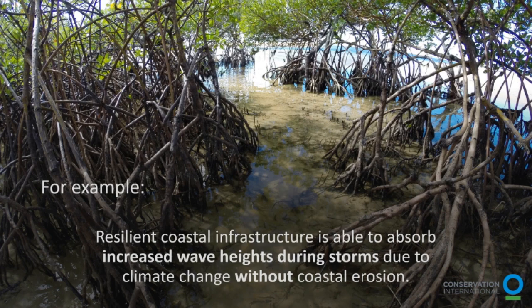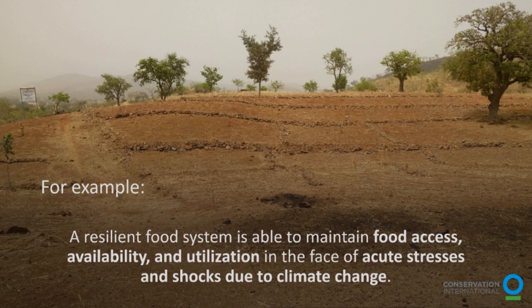Our interest here, of course, though, is not on coastal infrastructure, it's on food security. So what might a definition look like in the context of the Resilient Food Systems program? So this is one example of what a definition of resilience in the context of an intervention aimed at building food security might look like. For example, a resilient food system is able to maintain food access, availability, and utilization in the face of acute stresses and shocks due to climate change.